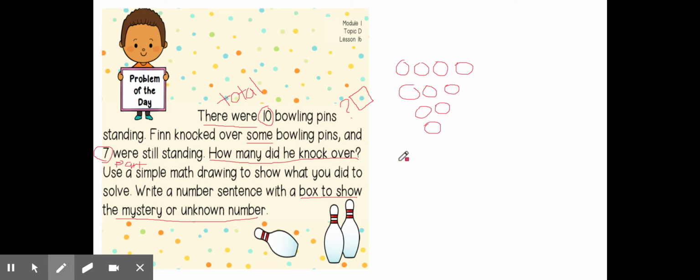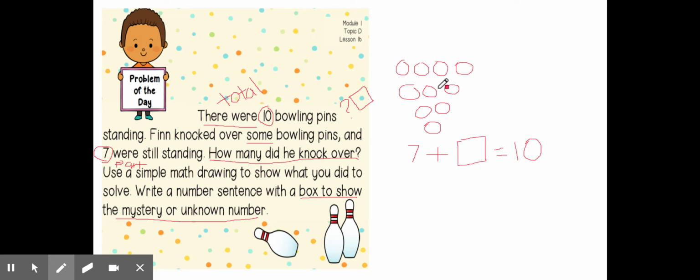All right, so if I'm going to write a number sentence, I'm going to start with a number I know. I can't start with 10 because that's the total, so that's going to be after the equal sign. So I'm going to start with 7. I know that there were 7 standing, but I don't know how many more there were in order to make 10. So I know that there was 7 plus some equals 10.